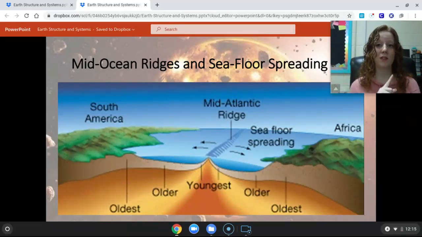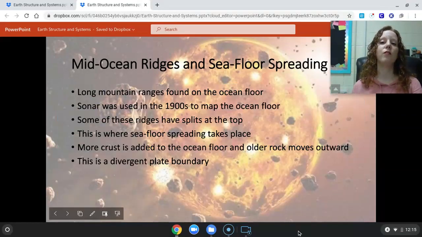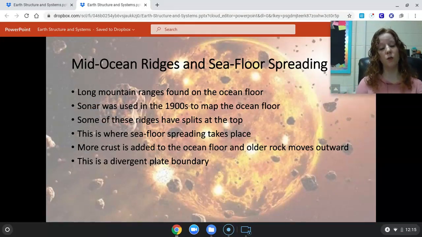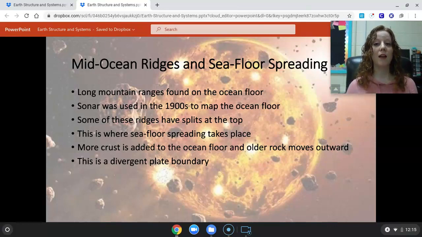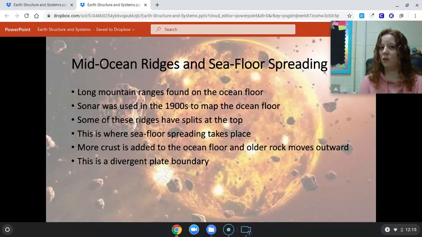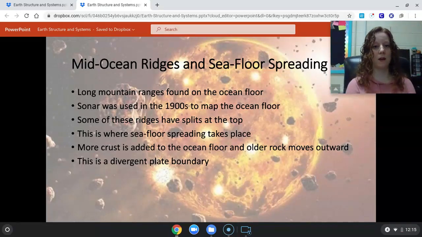So let's go back for a second and talk about those bullet points on that slide now. These mid-ocean ridges are literal mountain ranges. They're found on the ocean floor. We discovered these with the invention of sonar, when we were scanning and trying to map our ocean floor, and we figured out what's going on down there. They have a split at the top. Wonder why that is. It's because it's literally being pulled apart so more magma can come up. And this again is where seafloor spreading is going to take place.